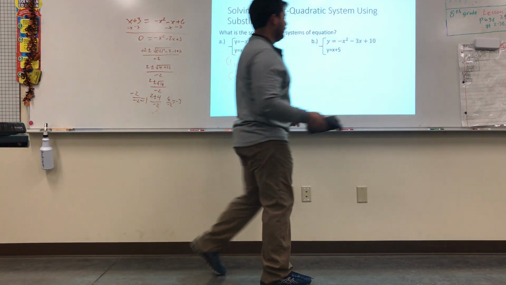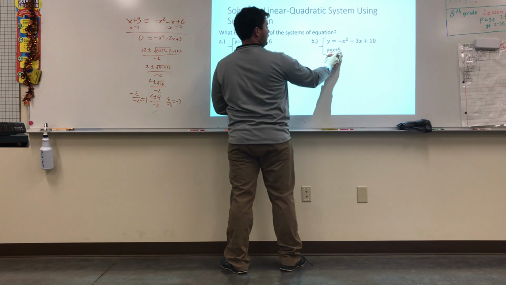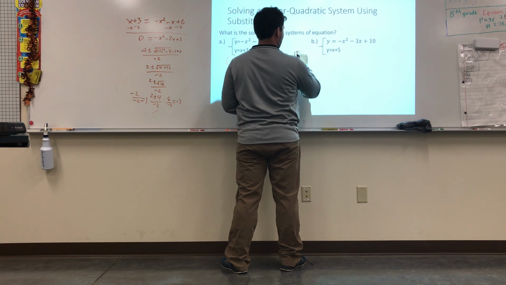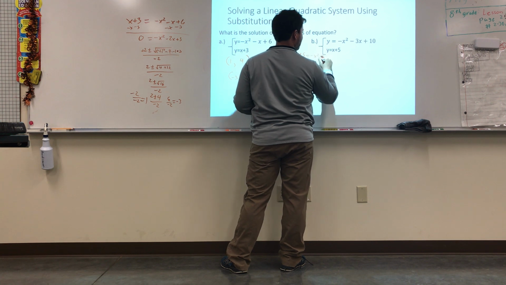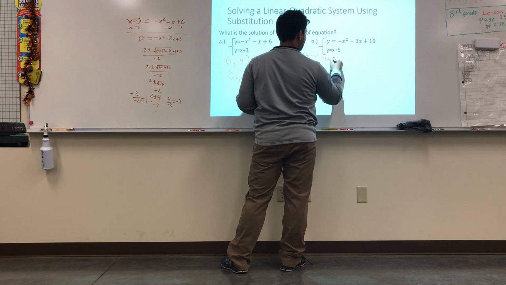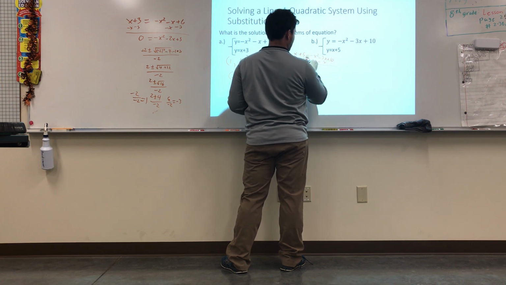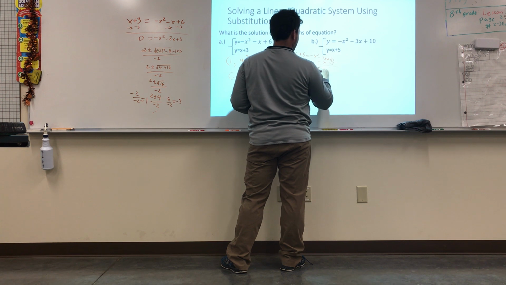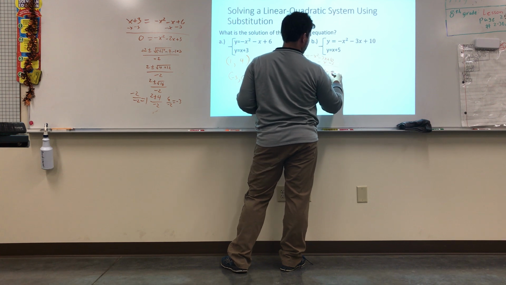Now, we're over here. We can do the exact same thing. We can sub this in for y, so we're going to get x plus 5 equals negative x squared minus 3x plus 10 minus x, and minus 5, we get x squared minus 4x plus 5.